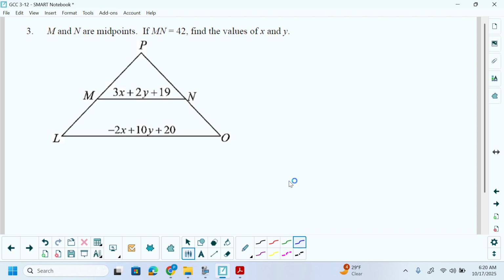All right, going on to number 3, we've got M and N are midpoints. So that means we can put tick marks on those 2. We can put tick marks on these 2. If midpoints are being connected, that's a mid-segment. This is our first thing that we looked at. Well, they told us in the question that MN is 42. And because we have 2 variables, we're going to have to set up 2 equations. So to start out, let's do that 3x plus 2y plus 19 equals 42.